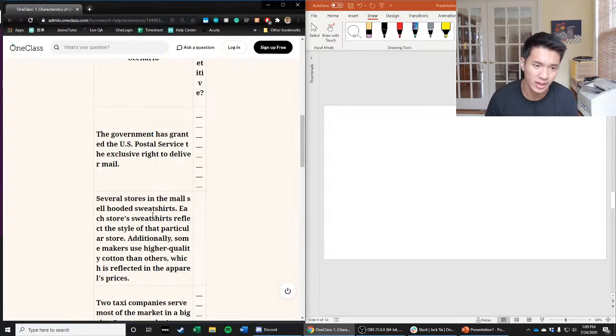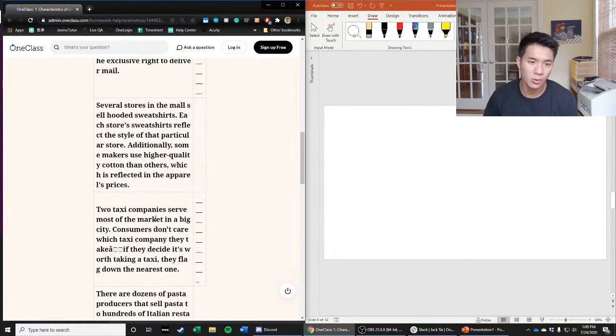Okay, the government has granted the U.S. Postal Service the exclusive right to deliver mail. So right off the bat, we see that that means there's only one mail carrier, right? And that breaks our assumption that a perfectly competitive market must have many, many providers or producers. And so this is definitely not going to be a competitive market. We would call that a monopoly.